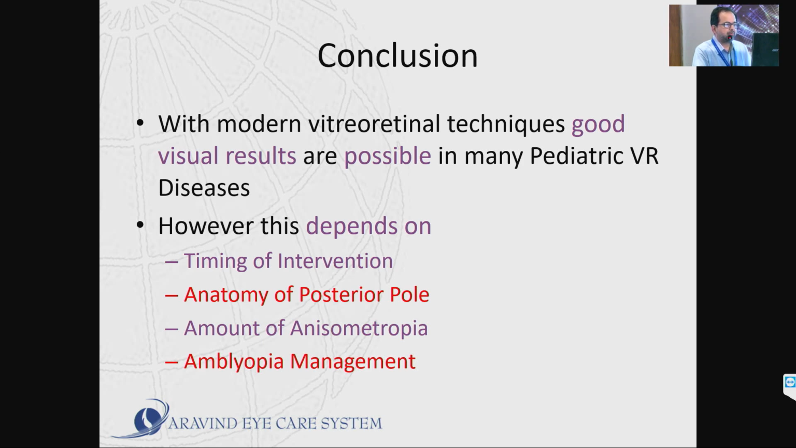So in conclusion, with modern vitreoretinal surgeries, good visual and anatomical outcomes are possible in ROP and other pediatric VR disease also, but it depends on the time of intervention, anatomy of the posterior pole, amount of anisometropia, and amblyopia management. Doing a good ROP surgery is not the end. You have to make the child follow up with the pediatric ophthalmologist, amblyopia management, and refractive assessment, and that will be the aim, the end goal. Thank you very much.